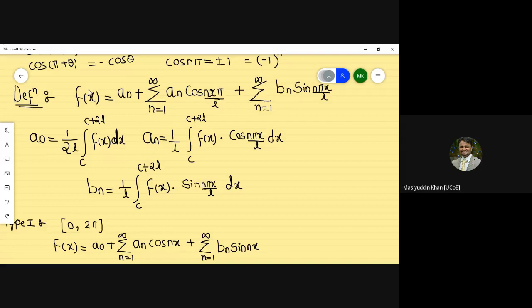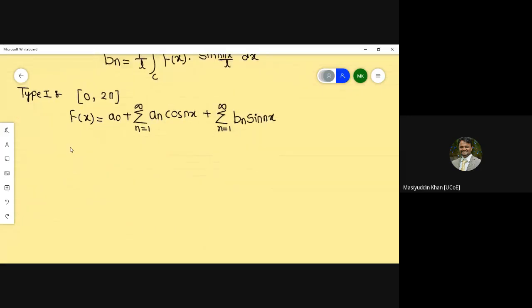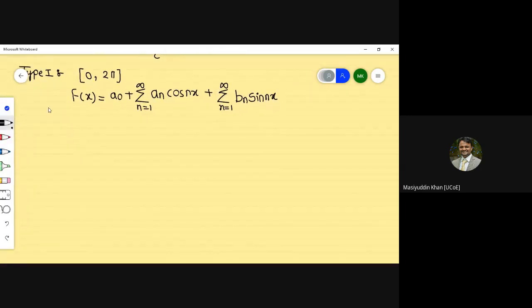Now, 1 by 2 pi integral 0 to 2 pi. Why am I saying 0 to 2 pi? Because the limit point is clearly given, that is 0 to 2 pi. So moving ahead with this part, my formula for a0 is equal to 1 by 2 pi integral 0 to 2 pi f of x into dx.